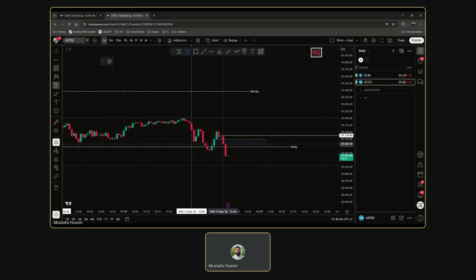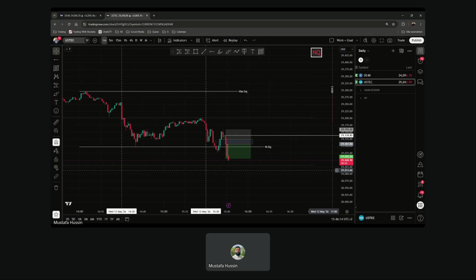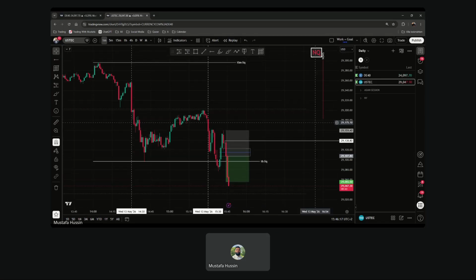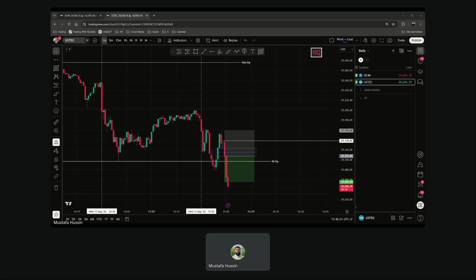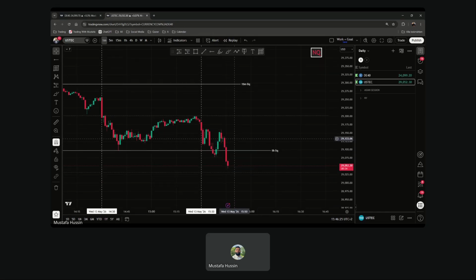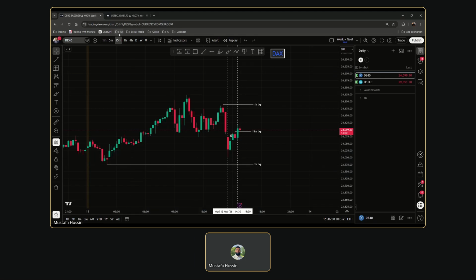So my initial thought was if this breaks underneath the fair value gap, then it's a good way to take an espresso and take a simple 1-to-1 or something like that. But unfortunately, it did not close underneath. Right, removing these lines. Let's see what the DAX is doing.